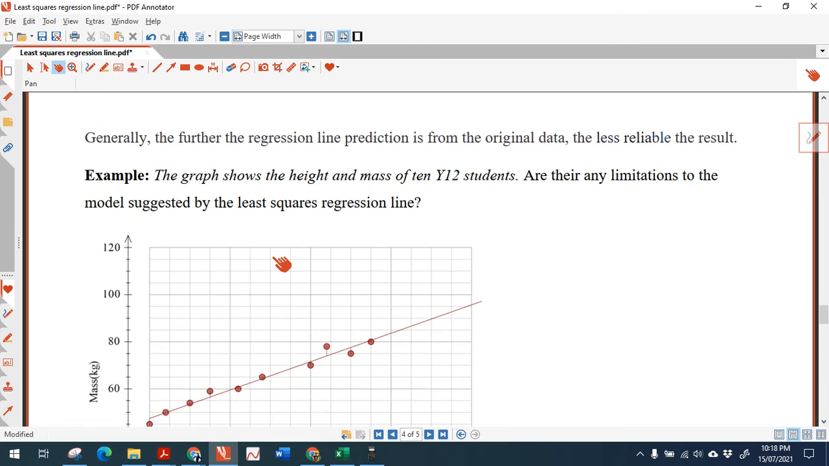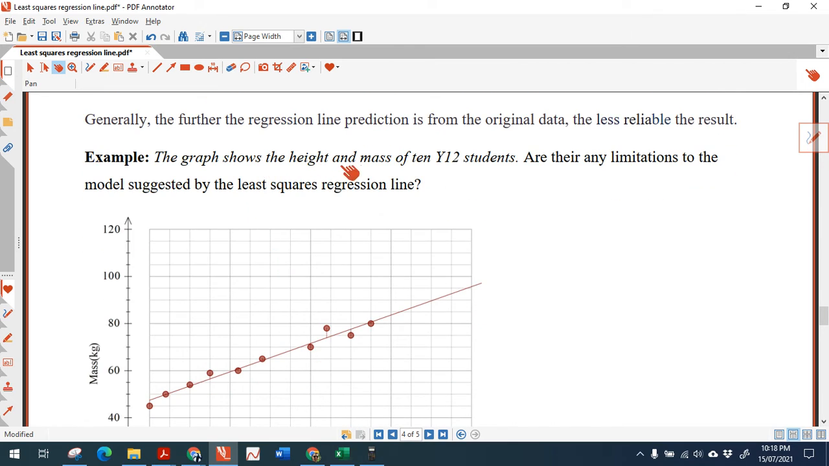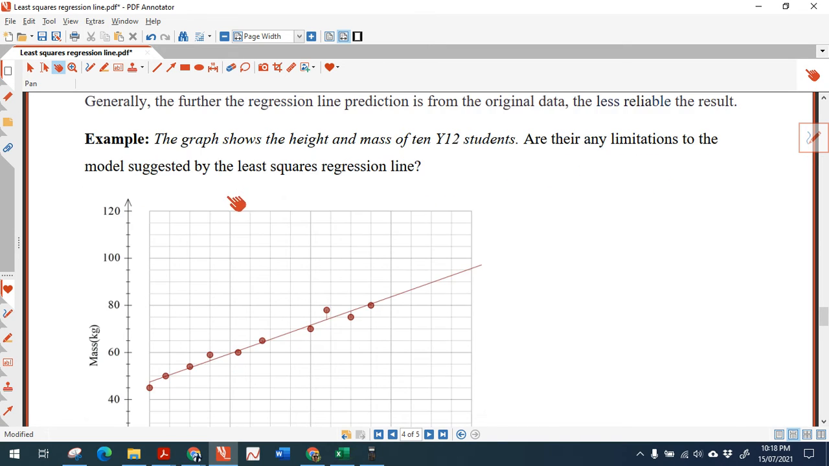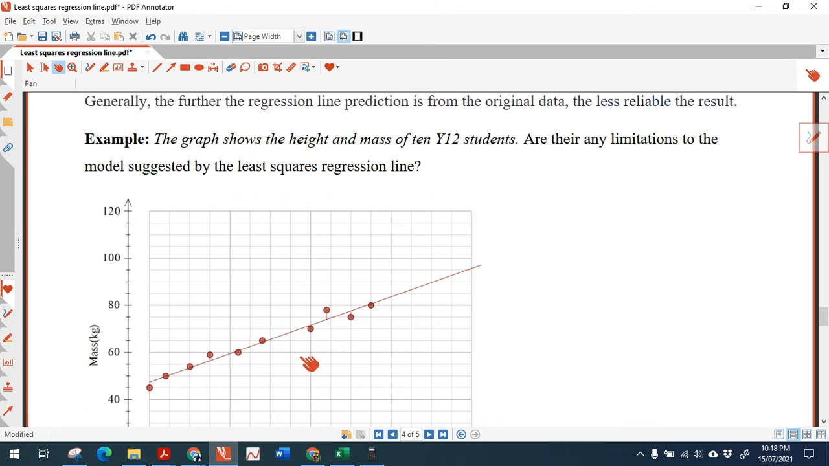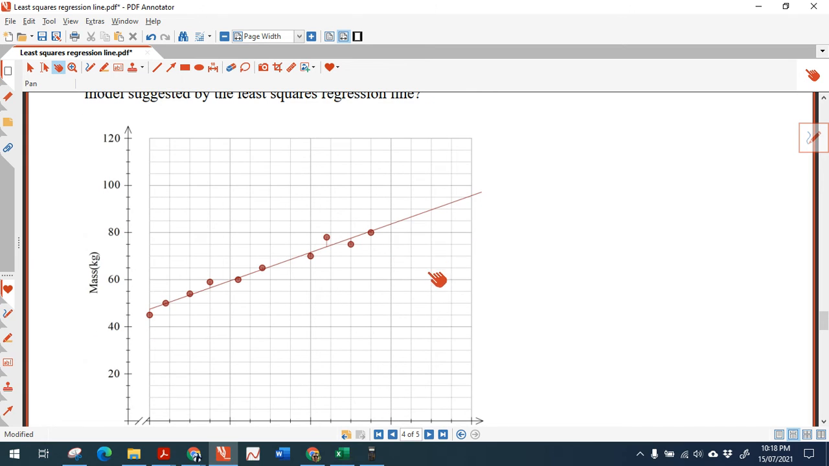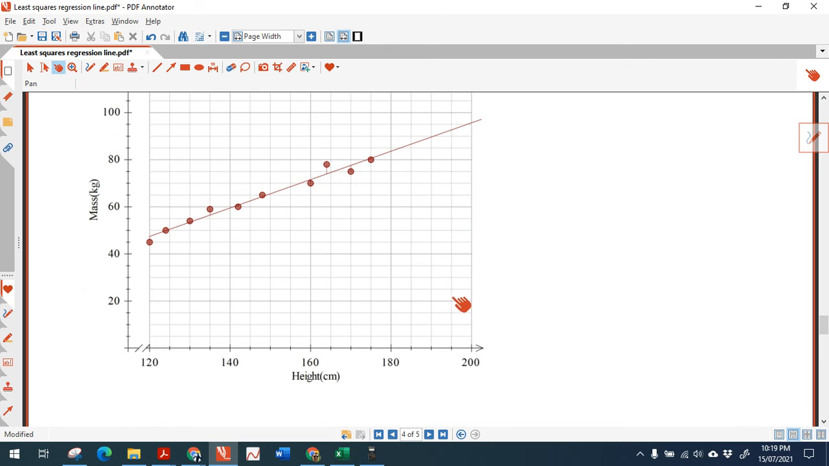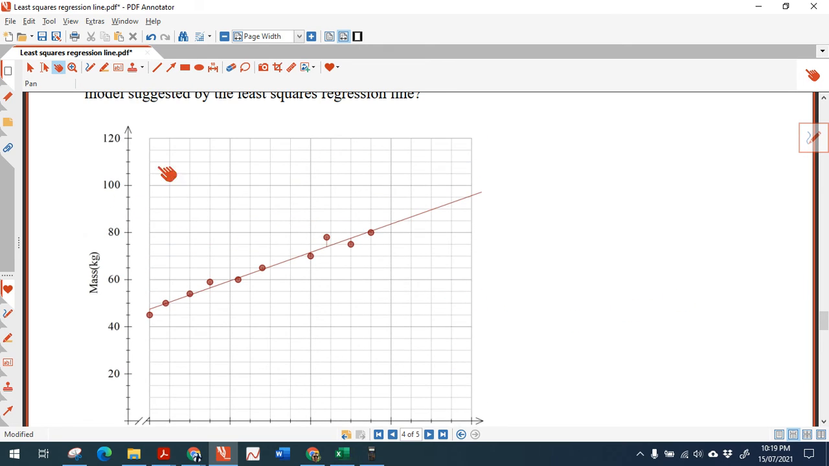Now let's have a look at this example here. The graph shows the heights and mass of 10 Year 12 students. Are there any limitations to the model suggested by the least squares regression line? Well, let's just have a look. This is a pretty good model because most of the data points are very close to the line. And I could happily choose values between data points. That's interpolation, and that'd be a reasonably reliable prediction based on this model. Once I start getting beyond the data, I've got to be careful because this line suggests that the heights of the students just keep on increasing, as do the mass.